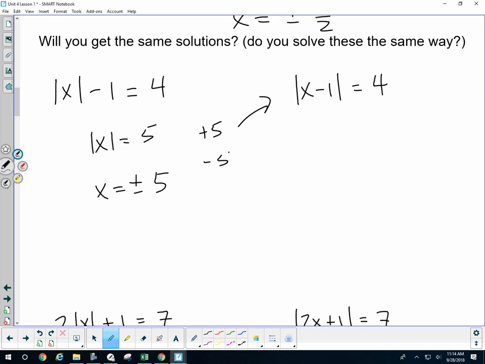But if I plugged in negative 5 into that, am I going to get a balanced equation, 4 equals 4? No. What do I get if I plug in negative 5? Negative 6 equals 4. Right. It would be the absolute value of negative 6, which equals 4. So actually, these are going to have different answers.